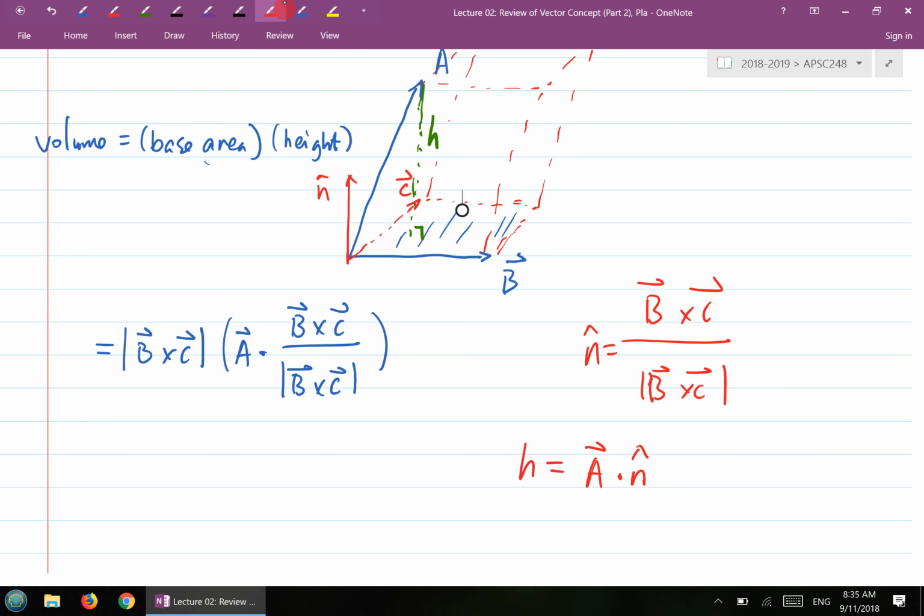And once you have this, you will be able to see that you can do some simplifications, right? Because this is a scalar quantity, and this is a scalar quantity, you can cancel these two. Once you cancel these two, all you're left with is A dot B cross C.